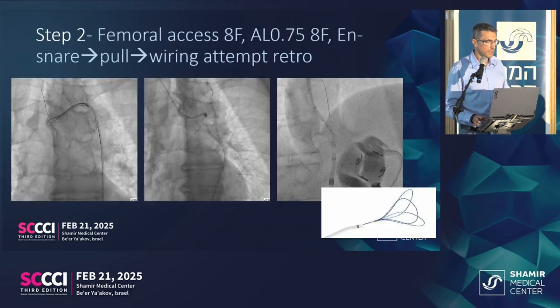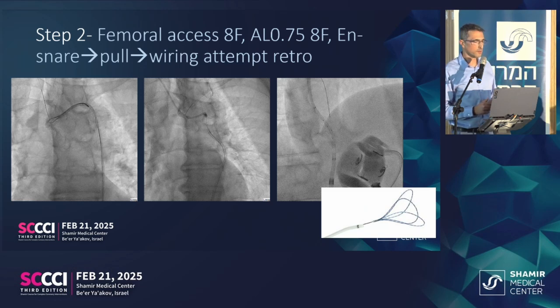So that wasn't a good idea. The second thing was to do a femoral approach, and then it comes down to which equipment you have in the lab. We do have larger sheaths, but at that point in time, the largest catheter that we had was an 8 French. So there's no point in taking a 10 French if you have only an 8 French catheter. So we switched to an 8 French sheath.